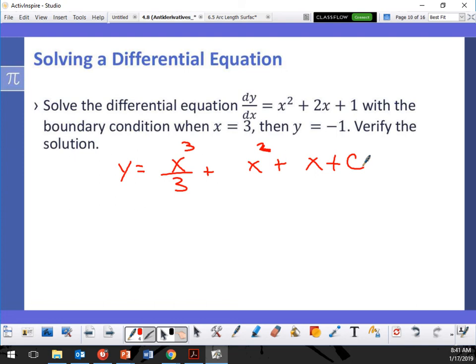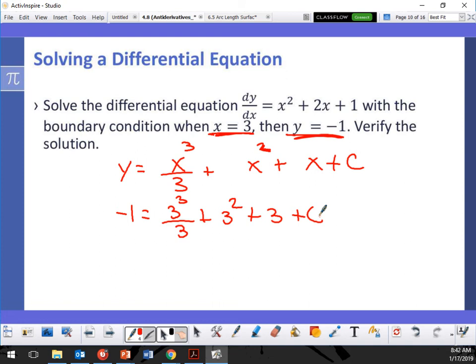Now we're going to solve the particular solution when x is 3, y is -1. If you look at this function, I have 3 variables, don't I? I have an x, y, and a C. If I know what x and y are, can I solve for my last one, C? Yeah, algebra. So I'm going to solve for C because I'm given x and y. So it's going to be -1 equals 3 to the third over 3 plus 3 squared plus 3 plus C.